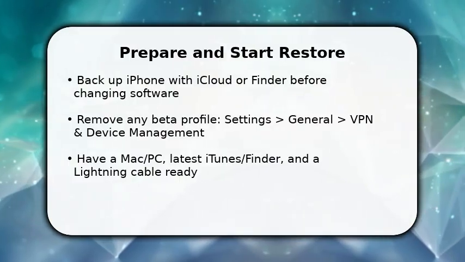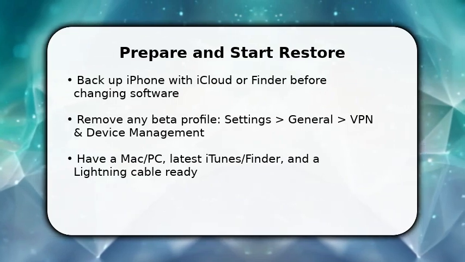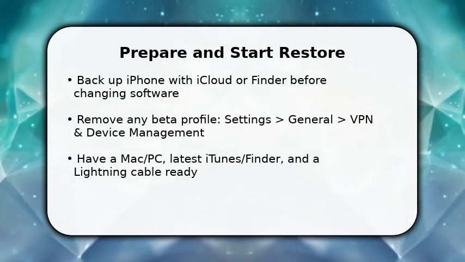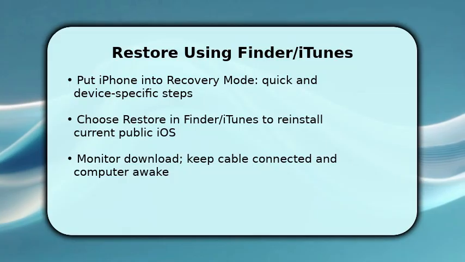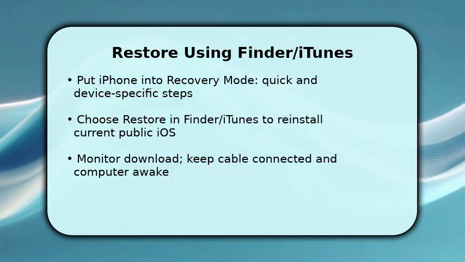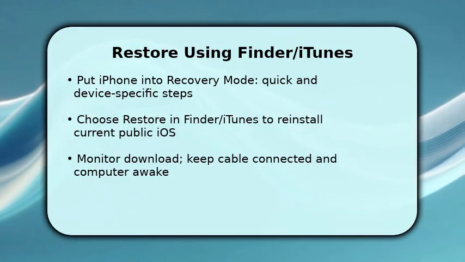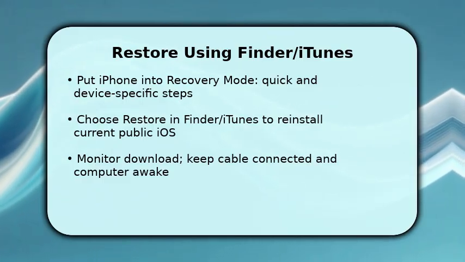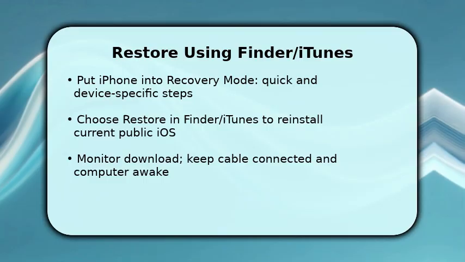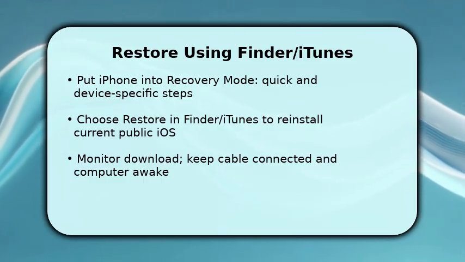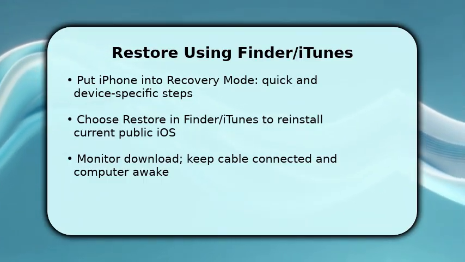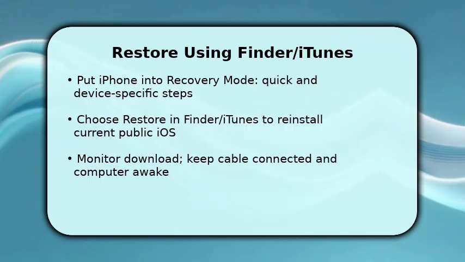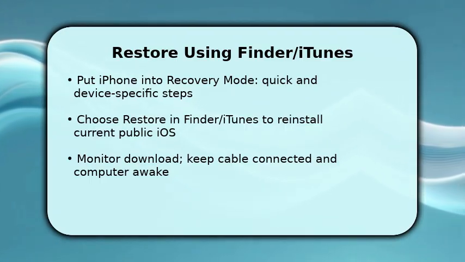Once done, power off the phone and connect to your computer to begin the restore process. Once connected, put the iPhone 13 into recovery mode. Press and quickly release volume up, press and quickly release volume down, then press and hold the side button until recovery mode appears. In Finder or iTunes, you'll see an option to restore. Choose Restore, not Update, to remove the beta and install the latest public iOS.